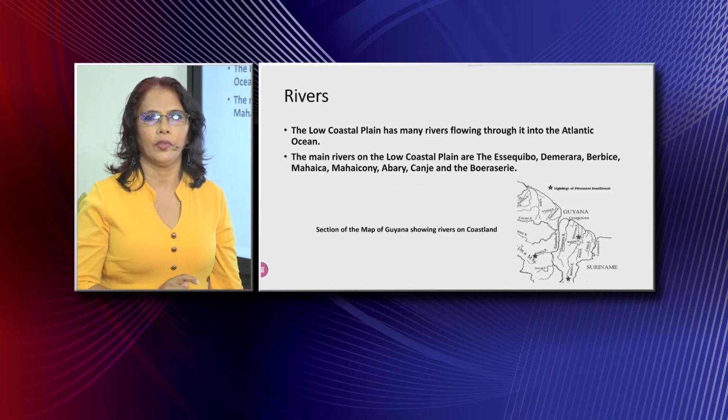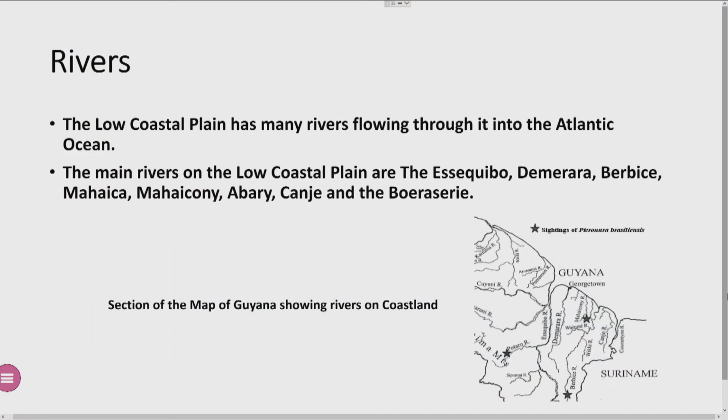Rivers. Now, the low coastal plain also has many rivers. Let's look at them. The low coastal plain has many rivers flowing through it into the Atlantic Ocean. Now, the main rivers of Guyana flow into the Atlantic Ocean. There we have a map, and looking at the map, you can see the names of the rivers, and you can see they all lead out into the ocean.